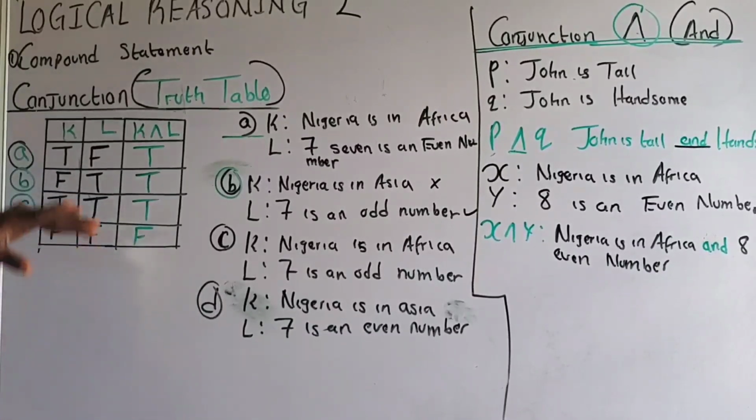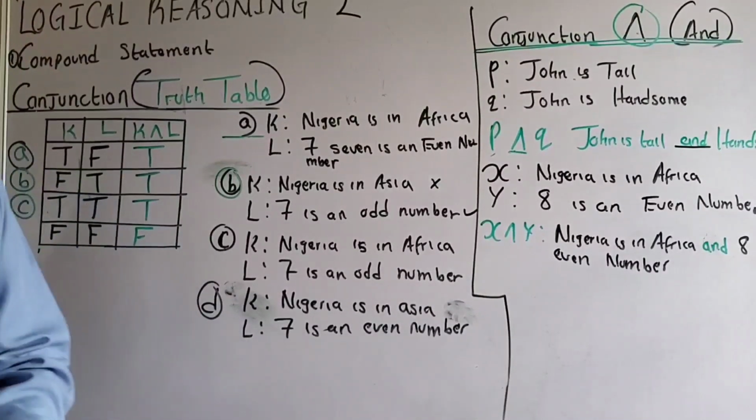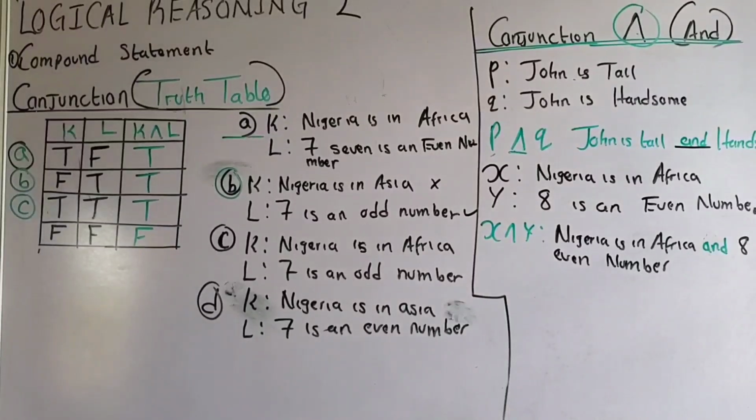Now, having understood what is meant by conjunction and the truth table, let us move to the second connective known as disjunction. Are you getting what I'm trying to say? Disjunction. Okay, let me just write it out. Disjunction.